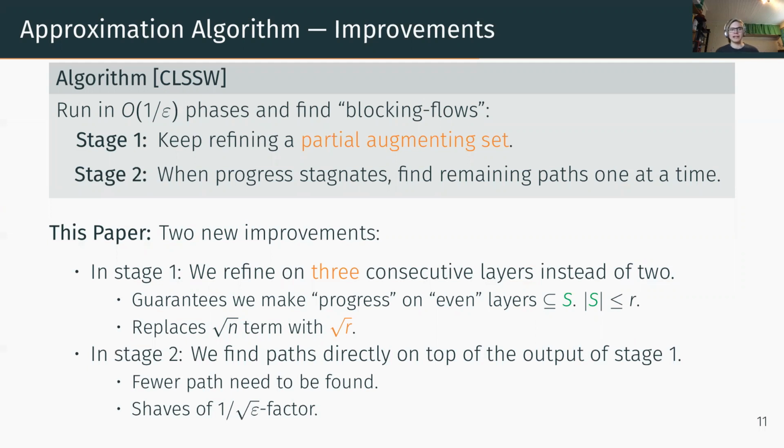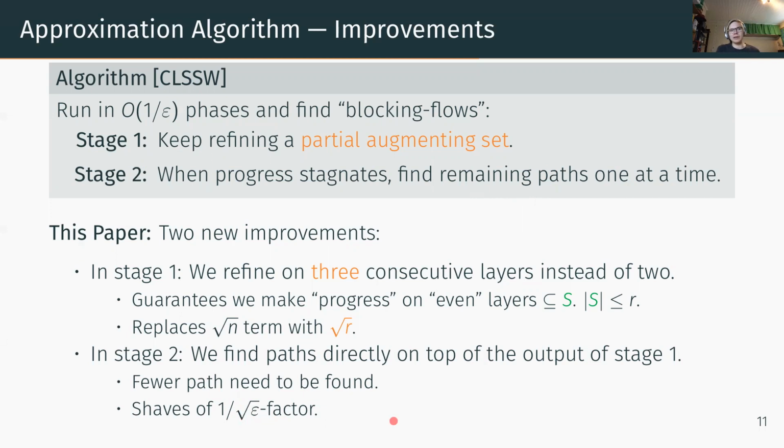Our second improvement is in the second stage of the algorithm, where instead of finding just arbitrary augmenting paths, we work directly on top of the output of the first stage to find augmenting paths of a special variety. And this guarantees that we only need to find fewer augmenting paths than what was needed before if you just find arbitrary augmenting paths. And this shaves off a 1/√epsilon factor in the final query complexity.